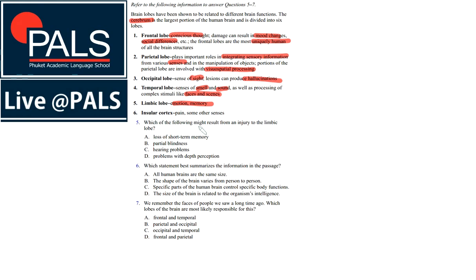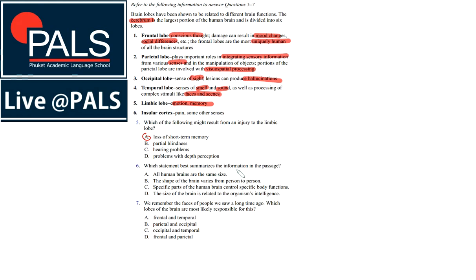So which of the following might result from an injury to the limbic lobe? So one more time, limbic lobe is for emotion and memory. The loss of short-term memory, partial blindness, hearing problems, problems with depth perception. So that, well, very likely must be the loss of memory. Blindness, hearing problems would probably be more one of these ones here, 2, 3, or 4.